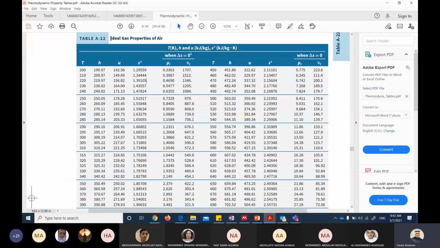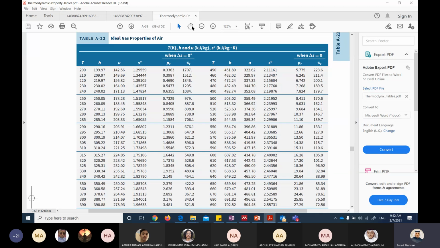This table was done for variable specific heat. That means the specific heat is already a function of temperature, and its effect on the property is already evaluated in this table. So this is the more accurate, more actual values for the properties as a function of temperature for the ideal gas.